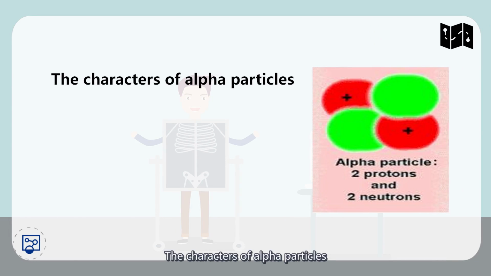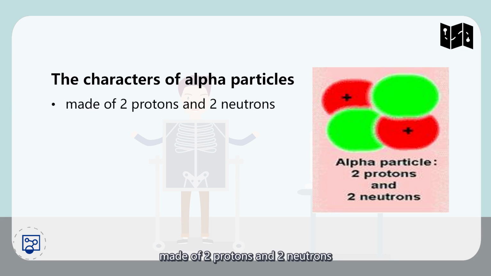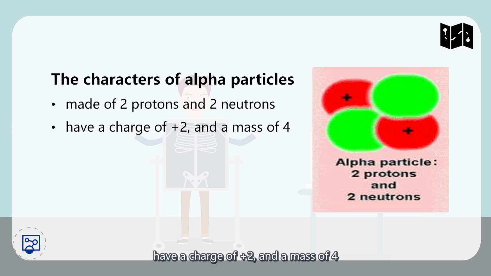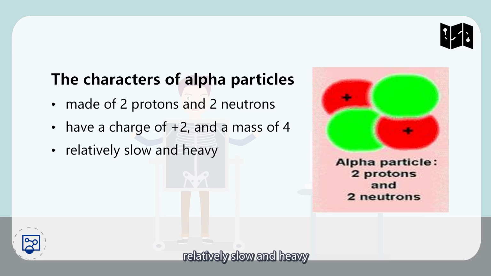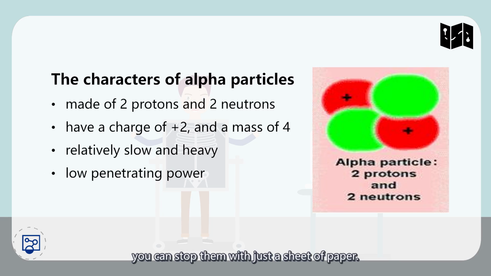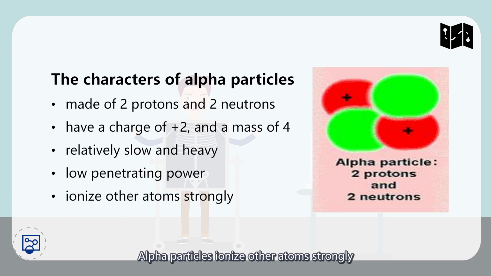So let's see the characteristics of alpha particles. The alpha particles are made of 2 protons and 2 neutrons. Alpha particles have a charge of positive 2 and a mass of 4. Alpha particles are relatively slow and heavy. Alpha particles have a low penetrating power. You can stop them with just a sheet of paper. Alpha particles ionize other atoms strongly.